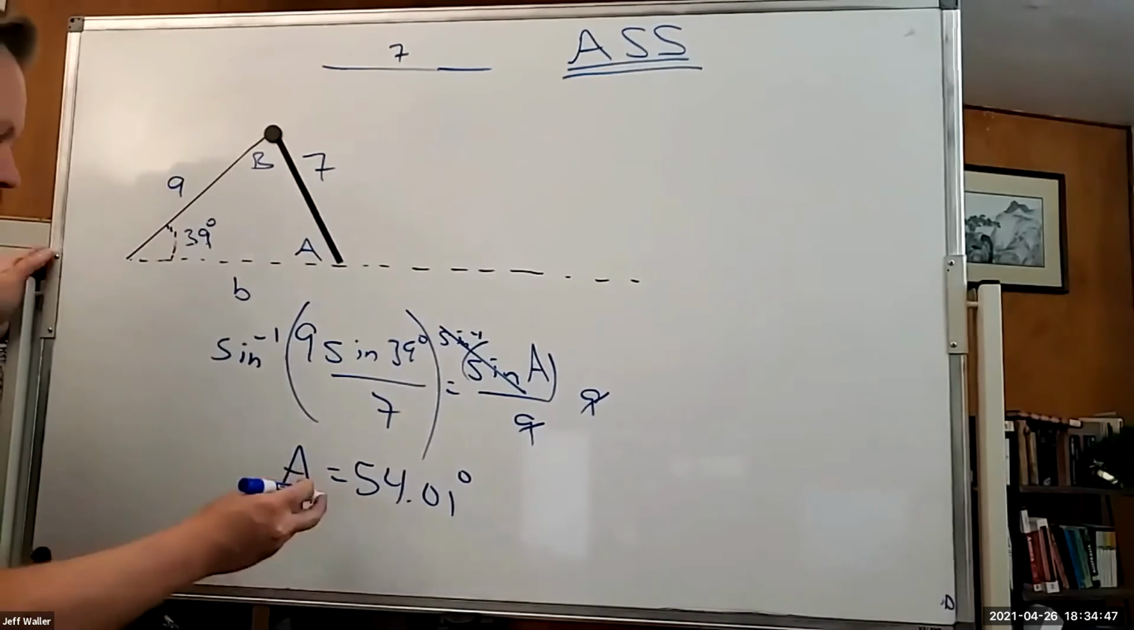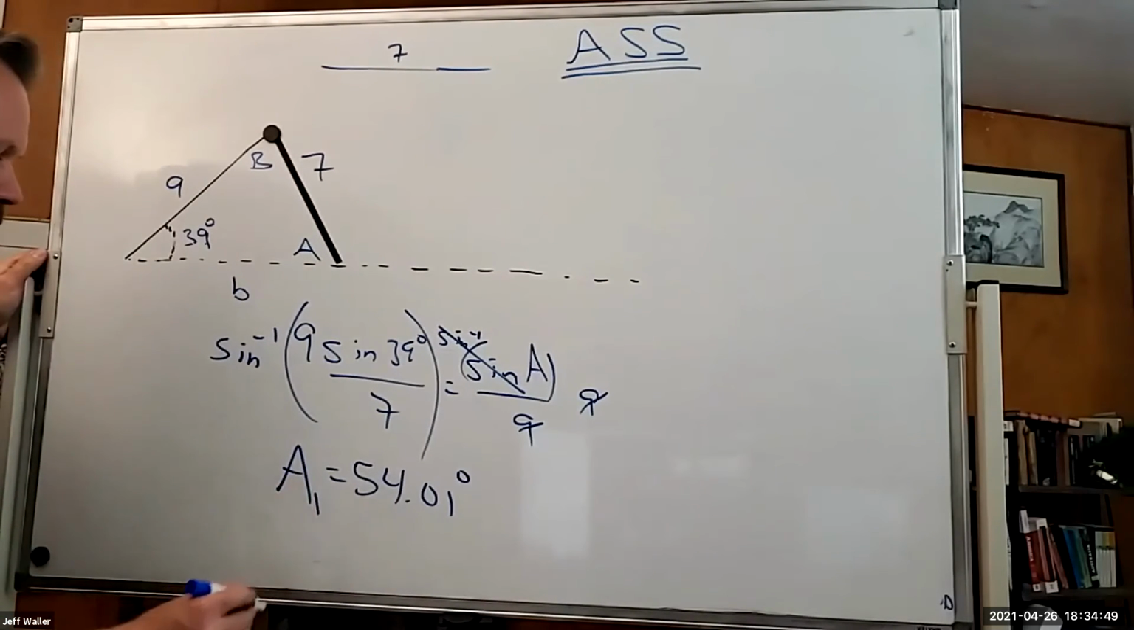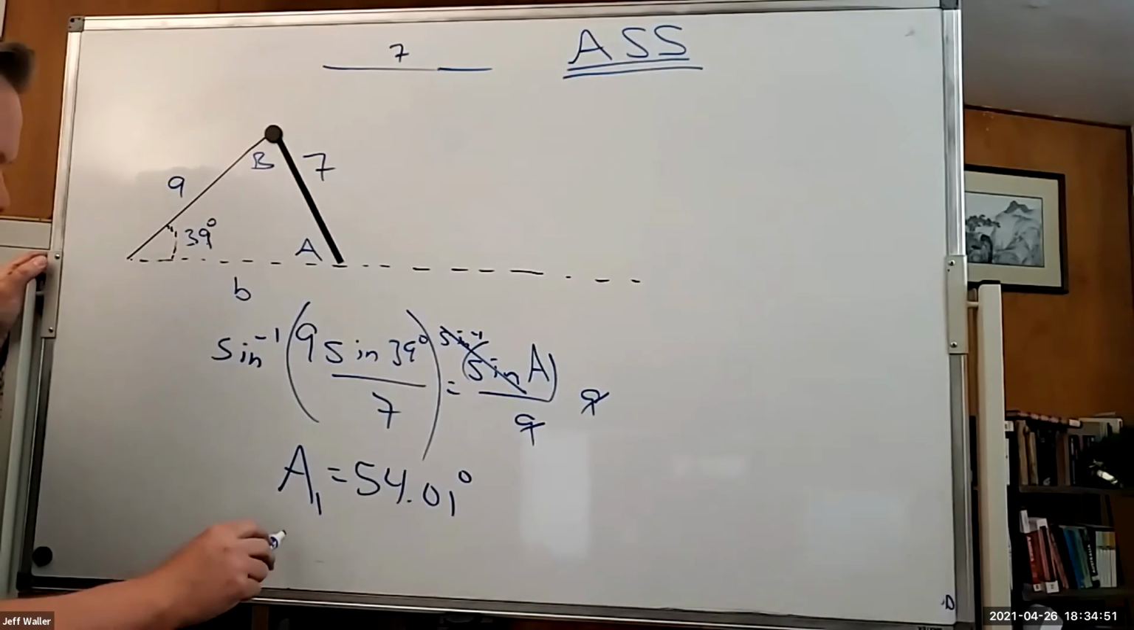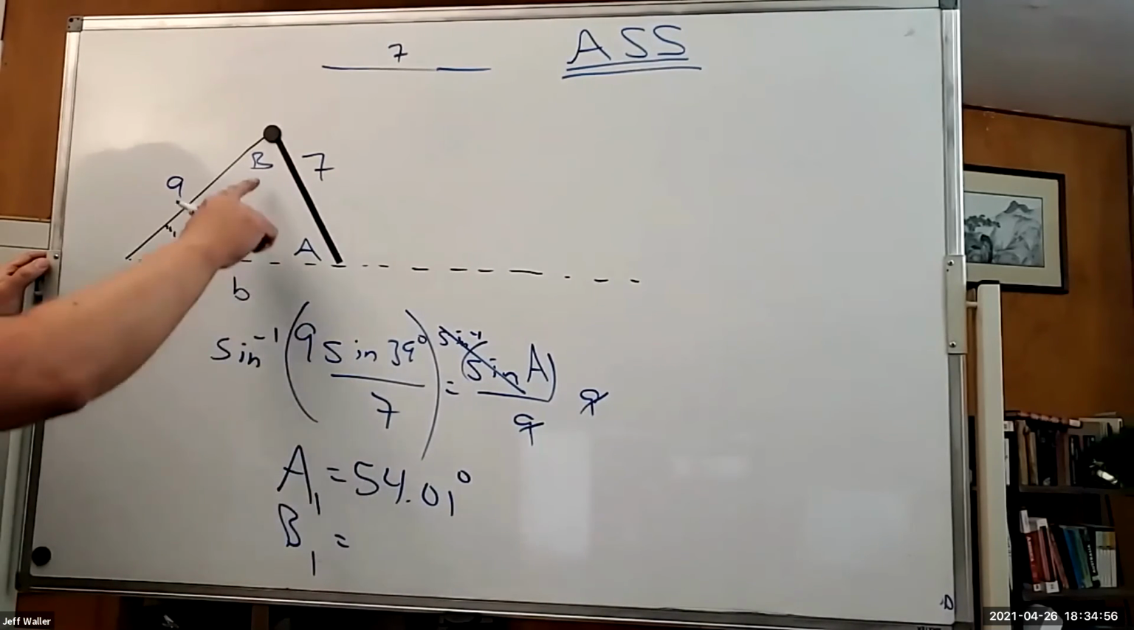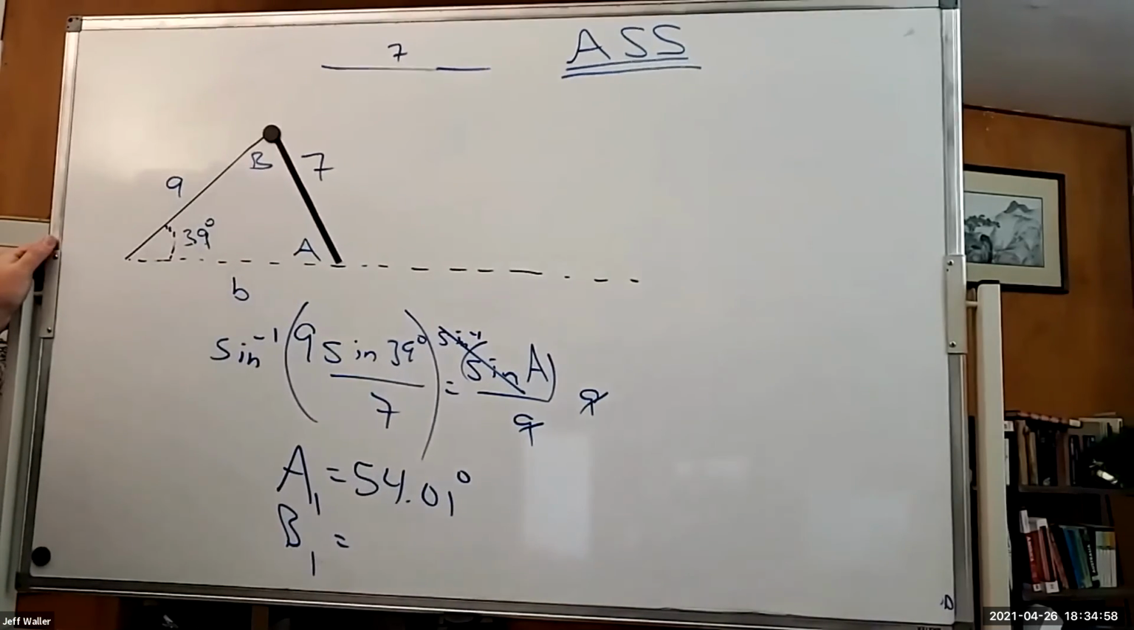Now, if I go with this, I'm going to put a little 1 here, and you'll see why in a minute. That's one option. What would B be? B1. If A is 54, what would B be?